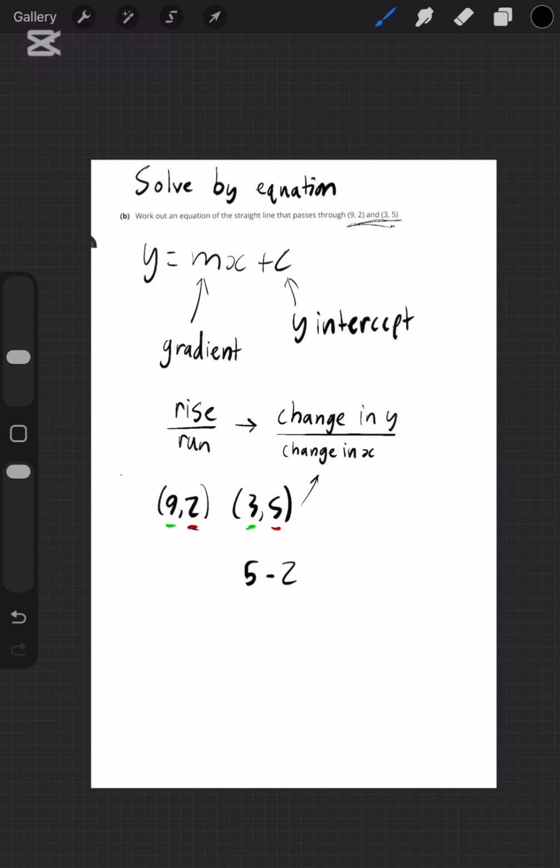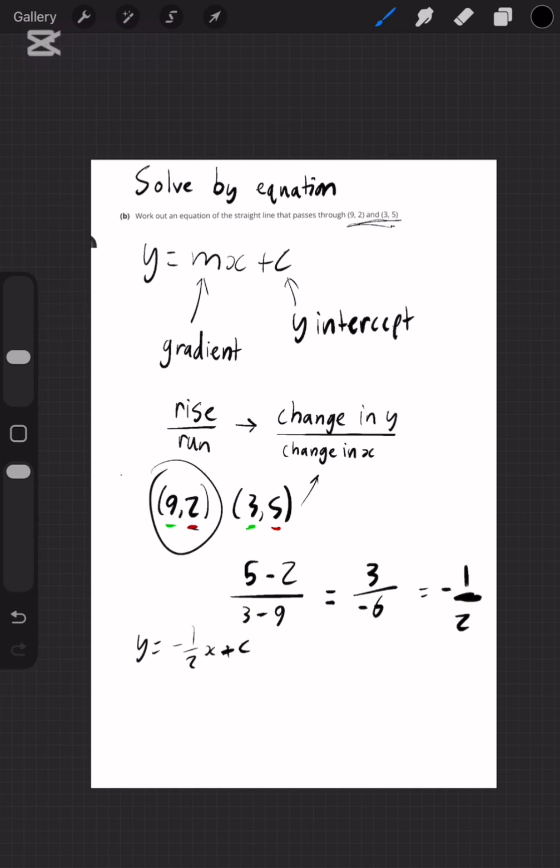Okay, so now we're going to find the change in y, so 5 minus 2, over the change in x, 3 minus 9. This is equal to 3 over minus 6, which is equal to minus a half. So we know that our gradient is minus a half, plus, and then our equation of line will be plus c. So now we want to substitute one of the coordinates values into our equation to get c.